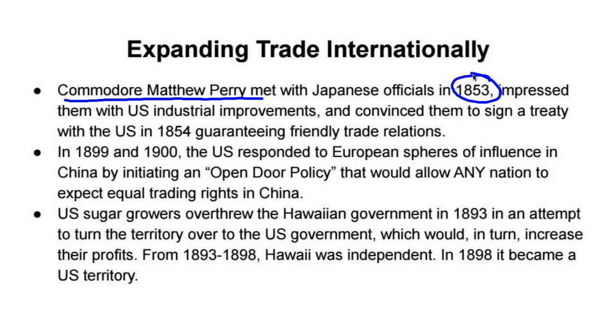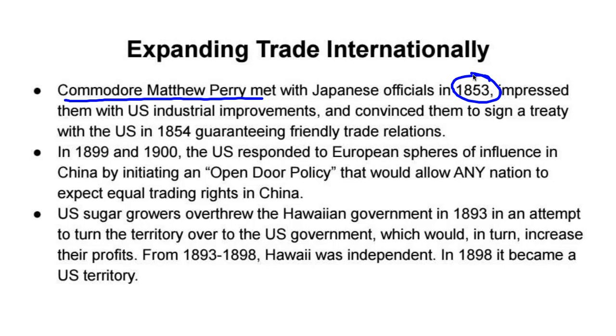In 1899 and 1900, the U.S. was worried about the influence of Europeans in China and initiated the open door policy that would allow any nation to expect equal trading rights in China. And then U.S. sugar growers were actually directly involved in overthrowing the Hawaiian government in 1893 in an attempt to turn the territory over to the U.S. government, which would then in turn increase their profits.